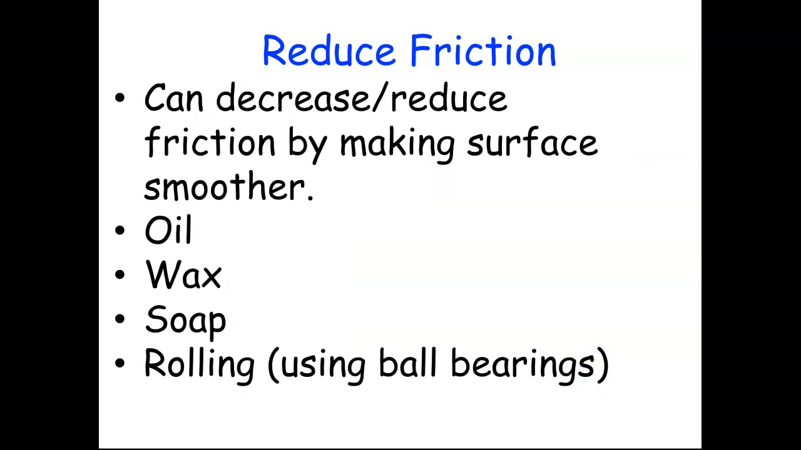We can reduce friction by making a surface smoother. So we can do that by applying oil or wax or soap. If you've ever got a ring caught on your finger, it was too small, but you got it on and then you can't get it off. One thing you can do is put some oil on your hand or some soap, and that will help to reduce the friction between the ring and your finger, so hopefully it can slide off.